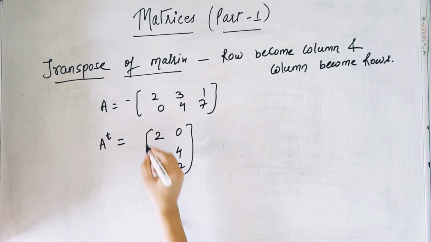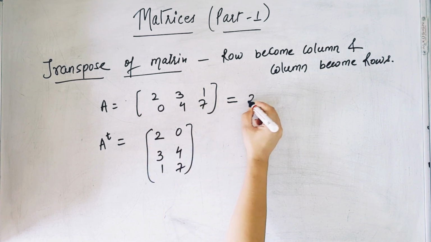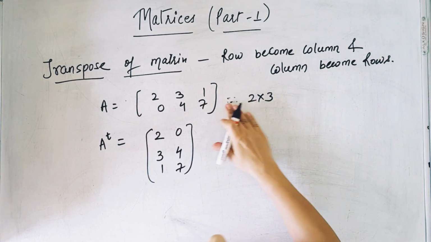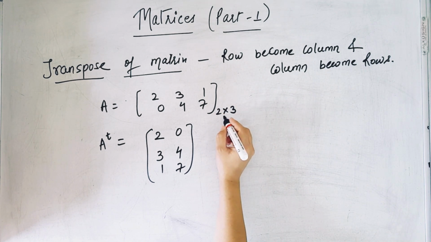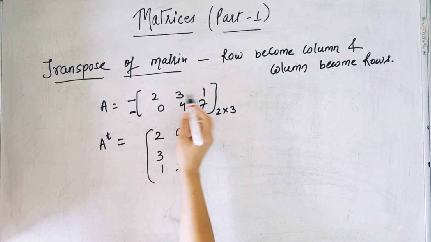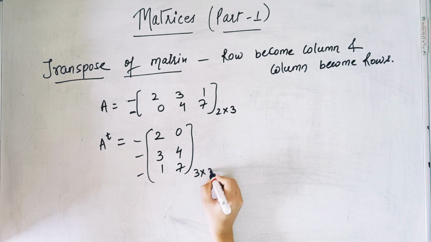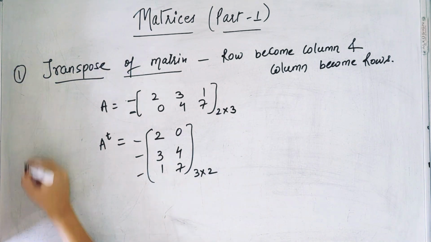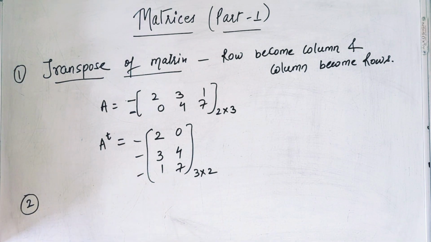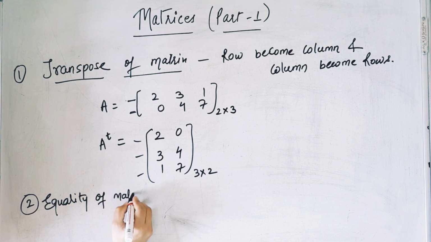Hence we can say in this case, for the matrix A, the order of the matrix was 2 into 3. Whenever we have to write the order of the matrix, we write it over here. 2 into 3 means rows are 2 and columns are 3. In the transpose, rows are 3 and columns are 2. So this matrix is 3 into 2. This is the first question which comes, you have to find the transpose of a matrix. The next question that comes is equality of matrices.